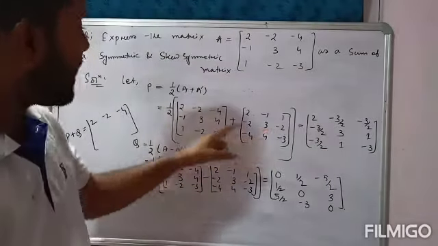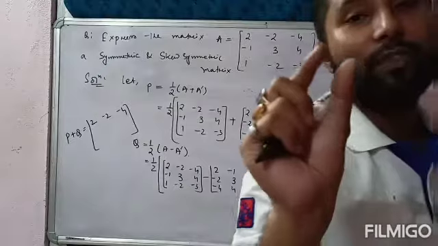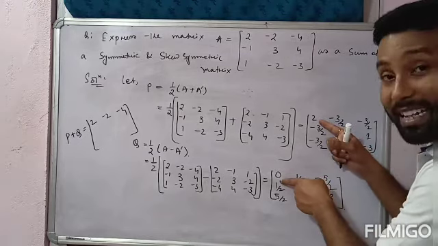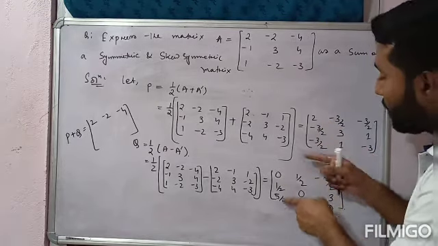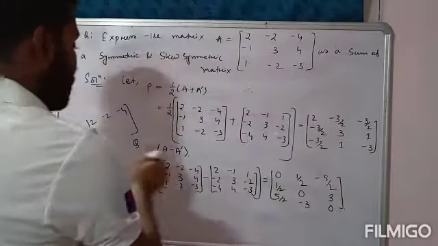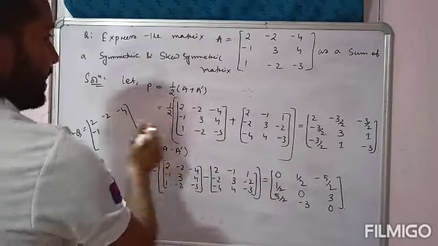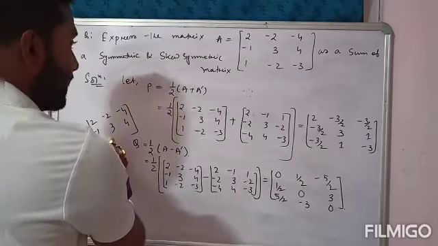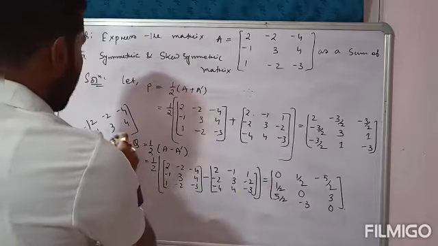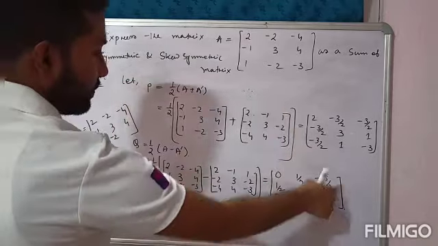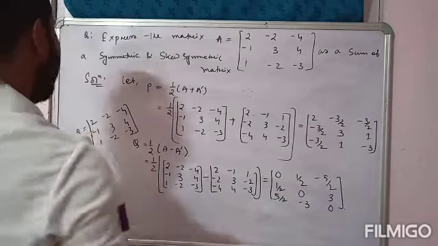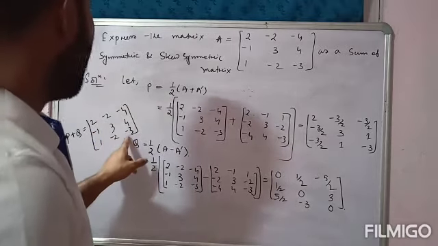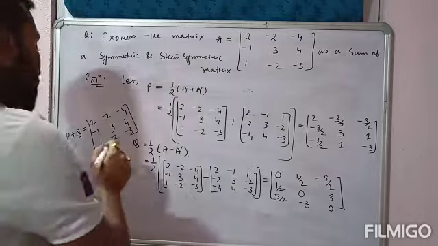Why? Because you have to check whether after adding P and Q, we will get the given matrix or not. So that's why I am adding the corresponding elements of P and Q. So minus 1, next element will be 3, next it will be 4, this is 1, this one is minus 2, minus 3 plus 0, that is equal to minus 3. Now 2, minus 2, minus 4, minus 1, 3, 4, 1, minus 2, minus 3. These are the elements of capital letter A.